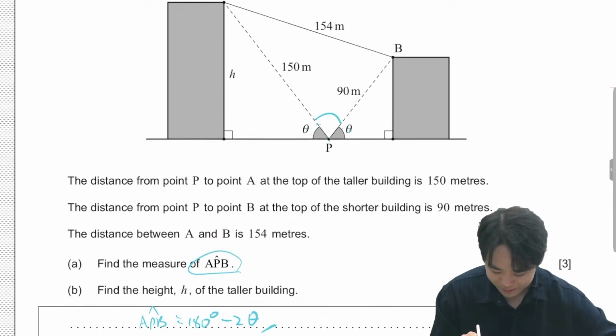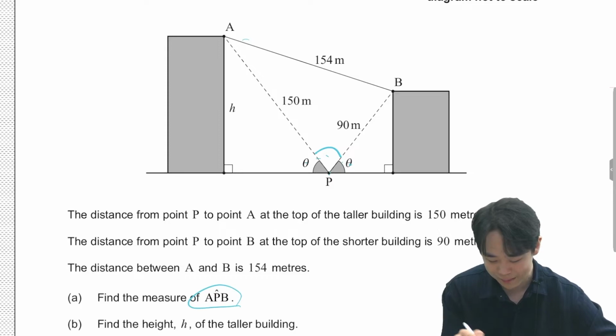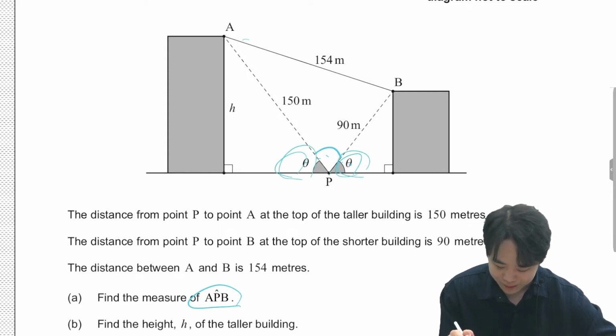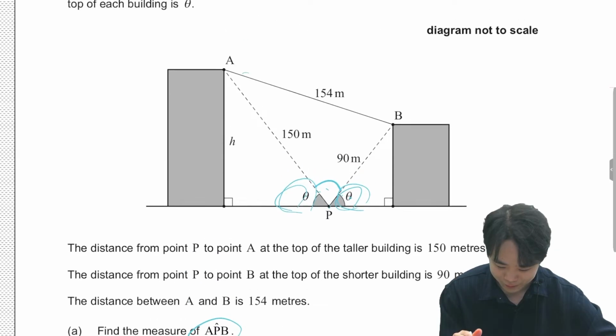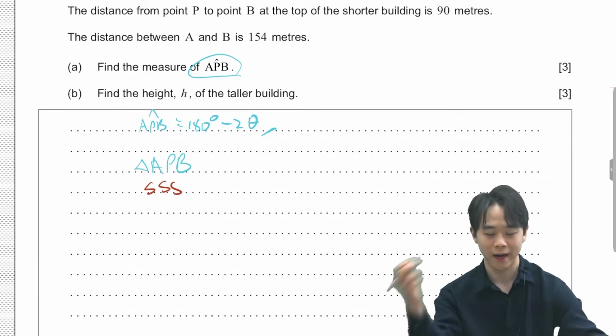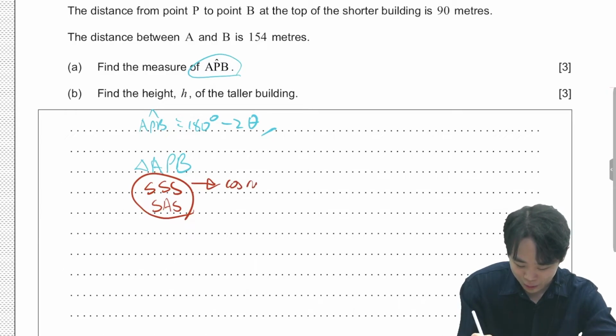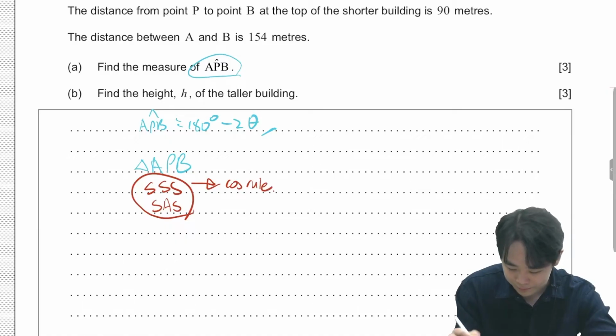Okay, so actually, in this case, it's better to use triangle APB rather than the thetas here. I guess we're going to use theta later on in the question. First, we're going to look at triangle APB only. If you look at triangle APB, we're given 3 side lengths, and we're trying to find any other unknown angles. So whether it's SSS or SAS, we're always using the cosine rule or the cosine law.